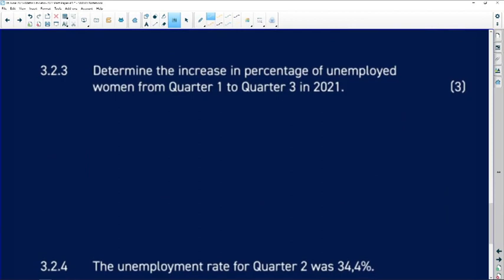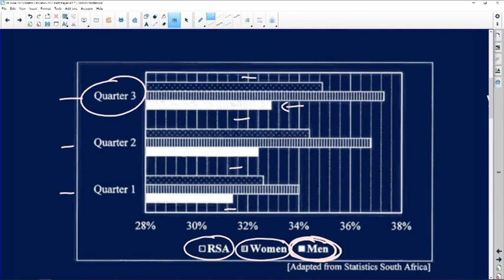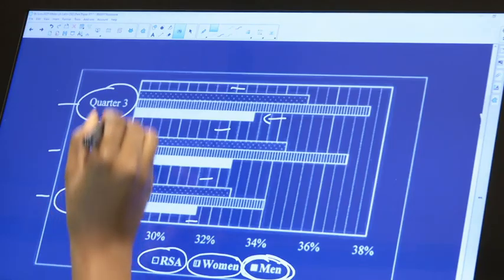Determine the increase in percentage of unemployed. There we go again: increase. Very important question. You are calculating percentage increase, and I told you that percentage increase has a certain formula, but we're not sure we're going to use this formula now. Determine the increase in percentage of unemployed women from quarter one to quarter three. So we want to see the percentage. Let's go see: quarter one and quarter three.